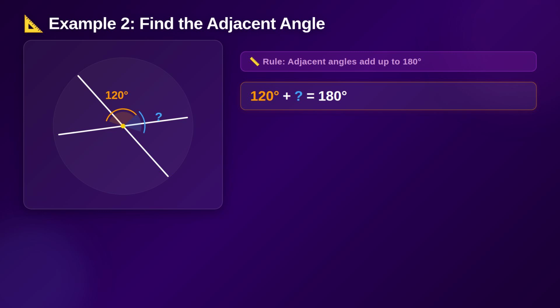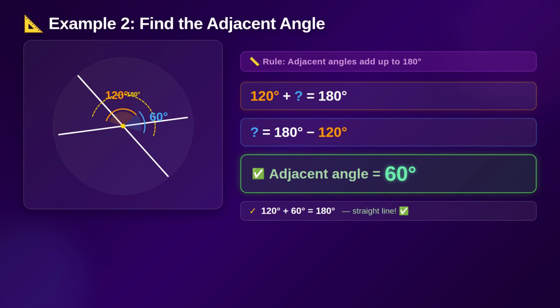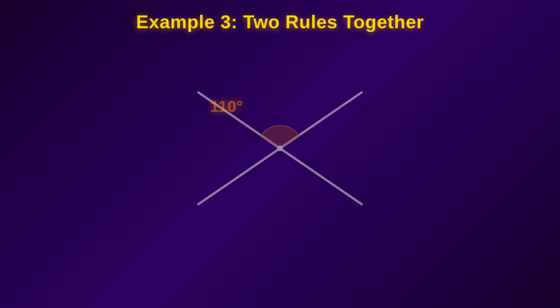Now Marcus sees a trickier one. 2 lines cross, and one angle is 120 degrees. What is the angle right next to it? The adjacent angle. Use Rule 2. Adjacent angles add up to 180 degrees. So we write 120 plus question mark equals 180. To find the missing angle, subtract 120 from 180. And 180 minus 120 equals 60. So the adjacent angle is 60 degrees. Marcus double-checks by adding. 120 plus 60 equals 180. Yep, that's a straight line. Perfect.